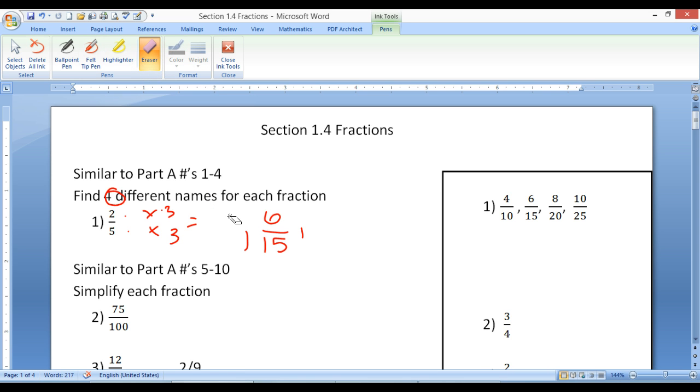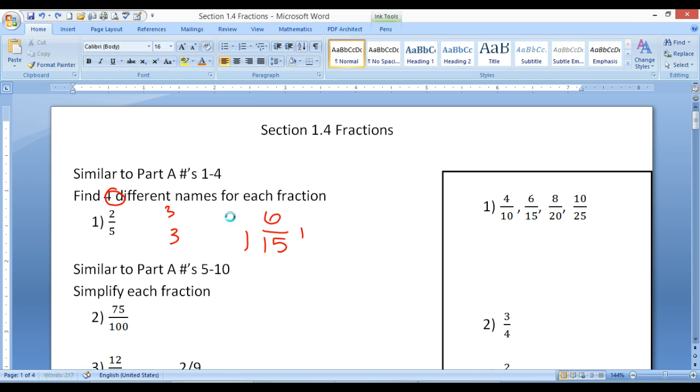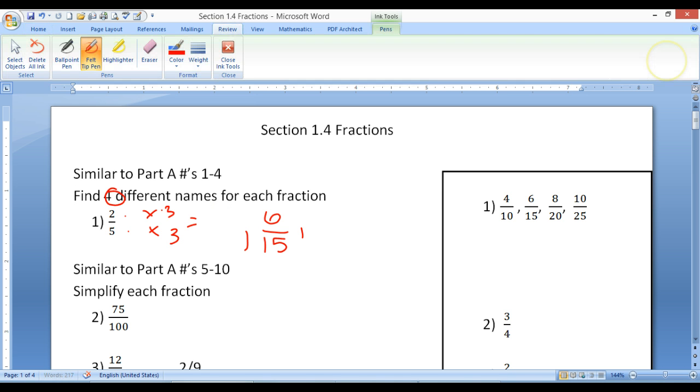Go ahead and erase, oops. Sorry, I erased too much. Oops, we'll just put it back in there. 4/10. I meant to erase my 3's here.